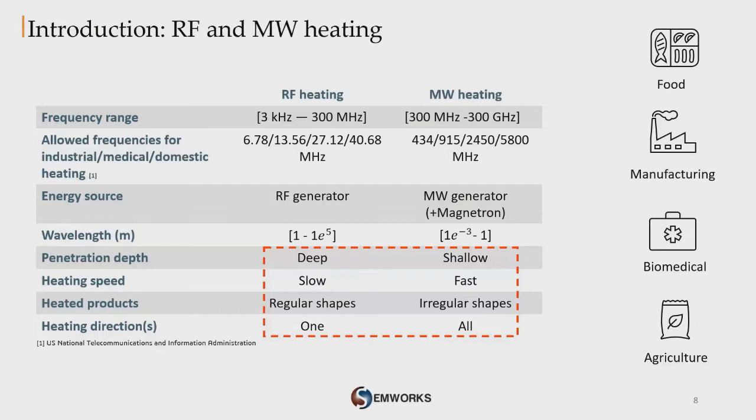For biomedical applications, they are used for microwave ablation therapies of tumors or local tissue heatings, etc. And finally, for agriculture applications, they are used essentially for drying or microwave treatment of animals' fodder or oil extractions, etc.